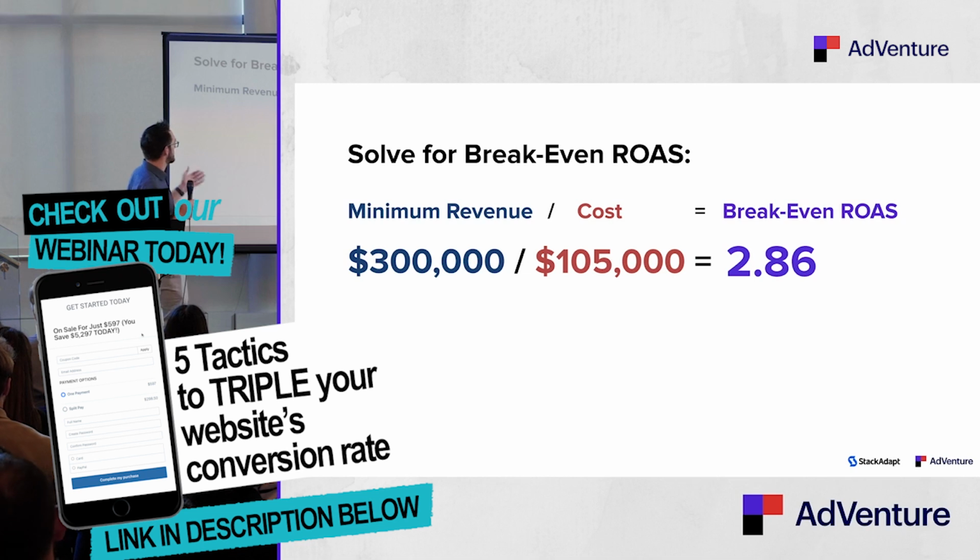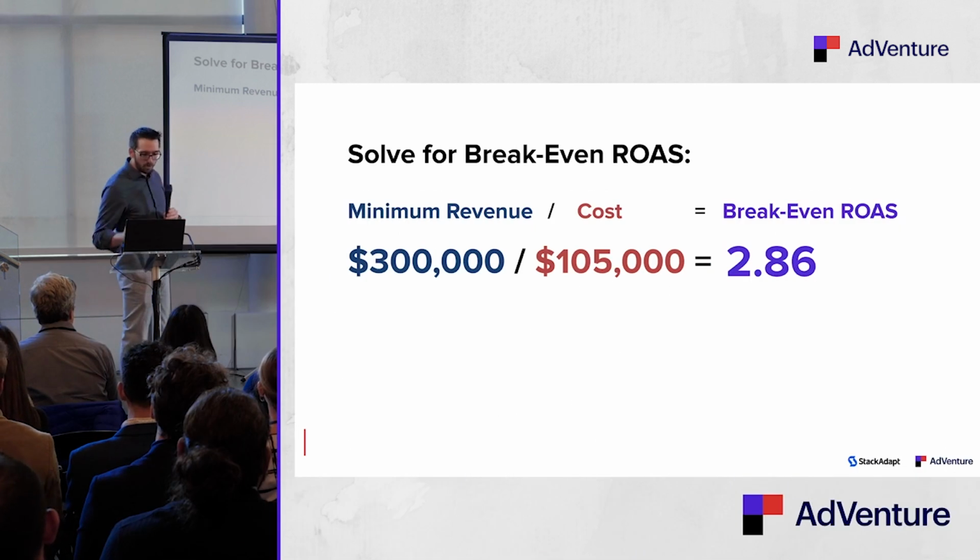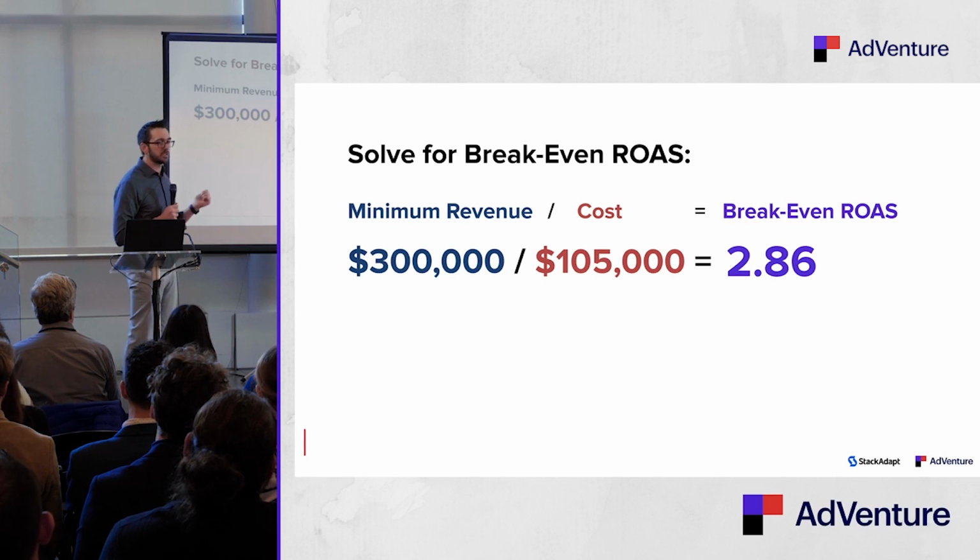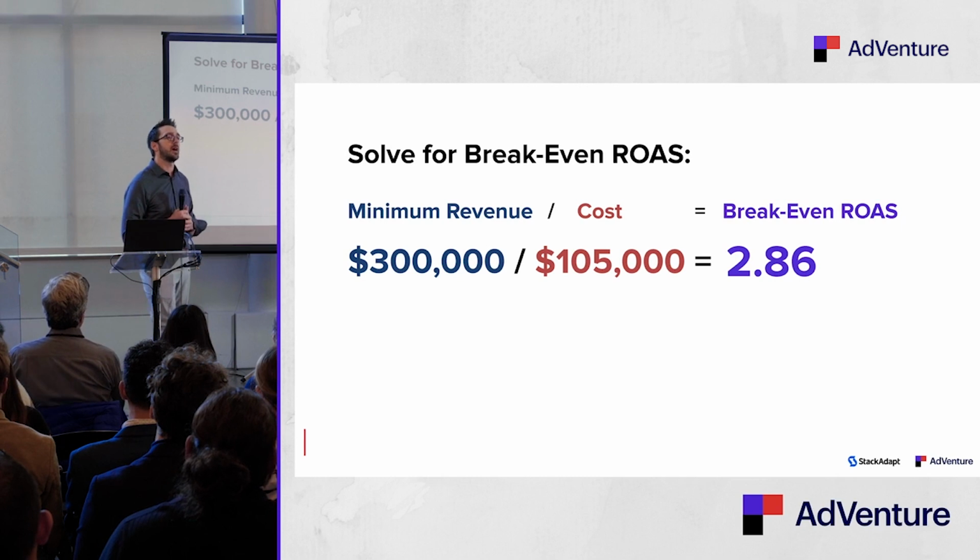And essentially what this gives us is our return on ad spend goal. So our break even return on ad spend here, given those 2 benchmarks, is actually 2.86. So the client may have come to us and said, hey, listen, we want to get a 3 times return on ad spend.